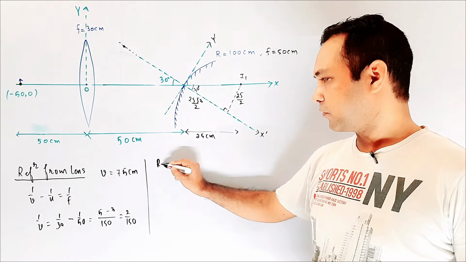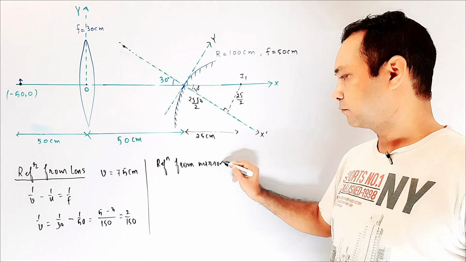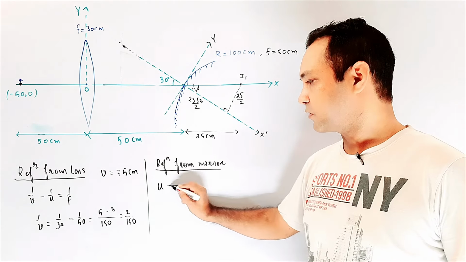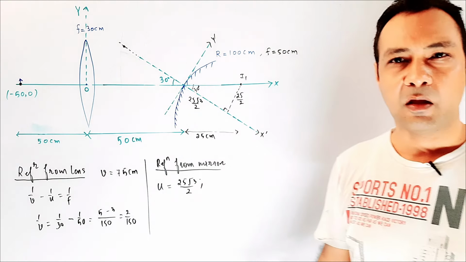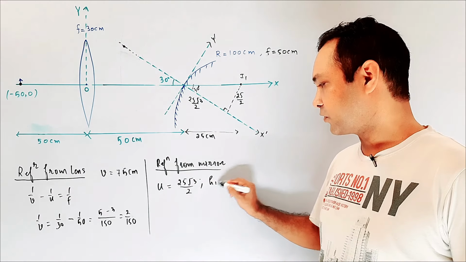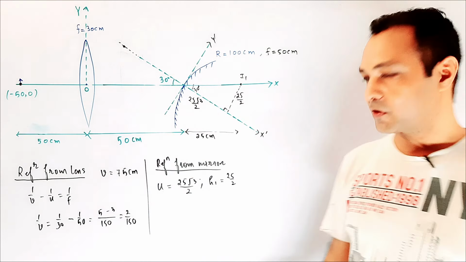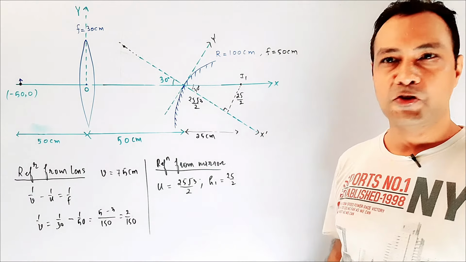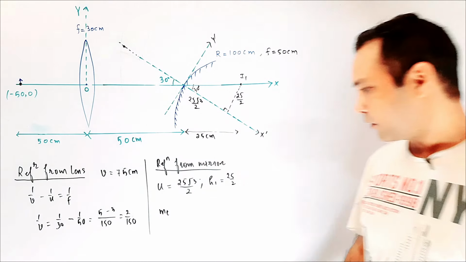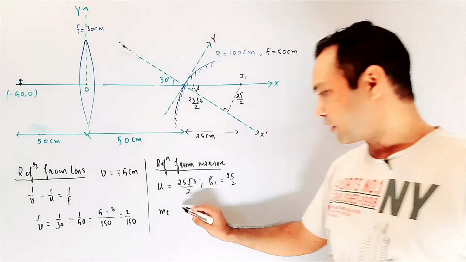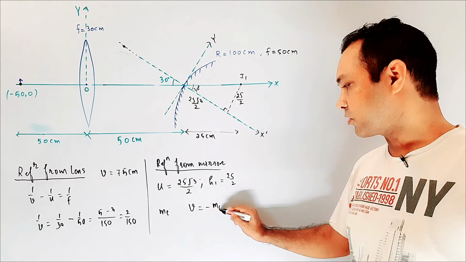So for the reflection from the mirror, we have u is equal to 25 root 3 by 2, and the height of the object is h1, h1 is equal to 25 by 2. We can calculate mt, the transverse magnification, for this position of the object. Suppose the transverse magnification is mt, I'll find the value of mt at the last moment. So v will be minus mt into u.